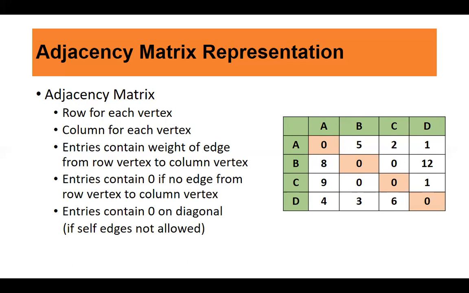Now, entries contain 0 on the diagonal if there are no self edges allowed. If you look at this diagonal, all entries are 0. That means there is no arc from A to A. There is no arc from B to B, right? There is no edge connecting. There is no self loop, you can say, right? So self edges are not allowed, then the diagonal entries of this matrix are 0. Fine.